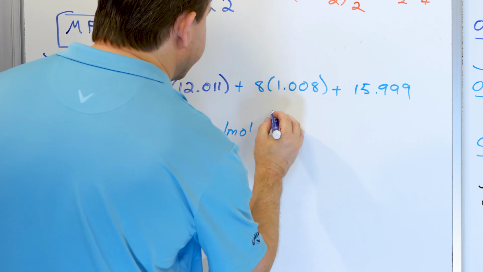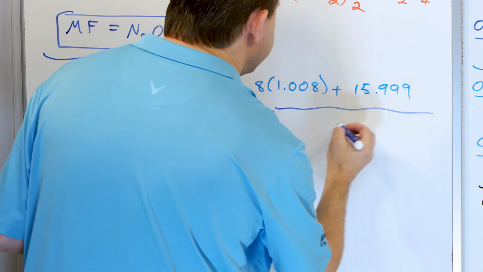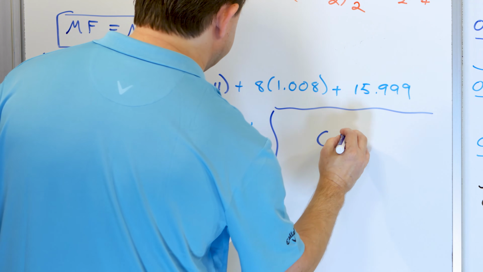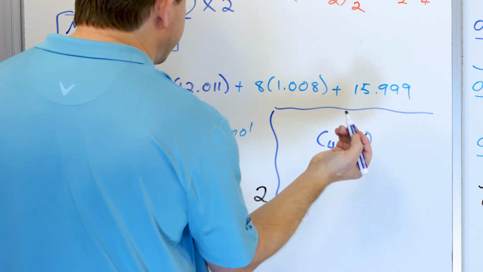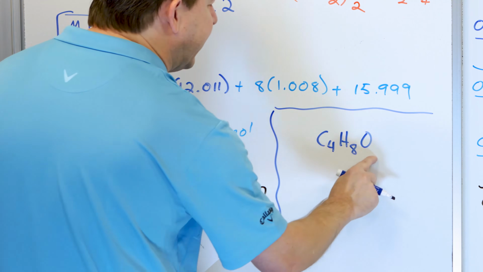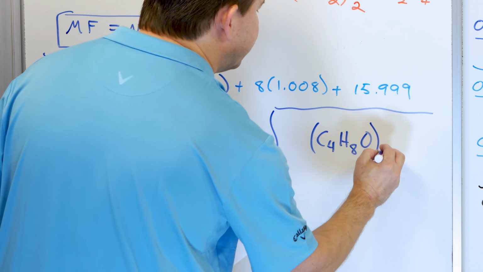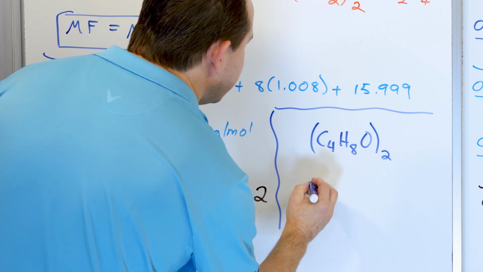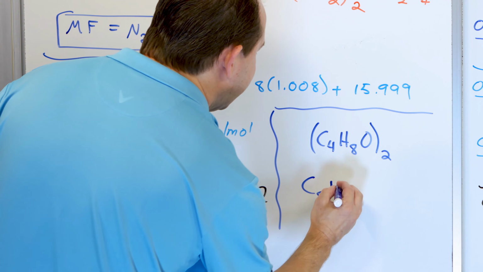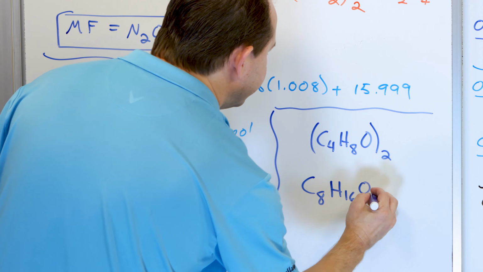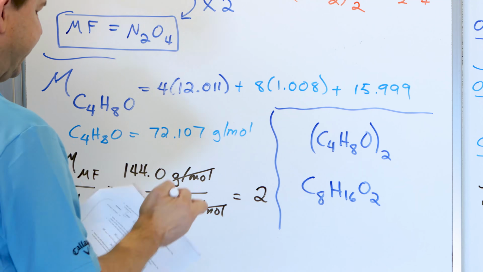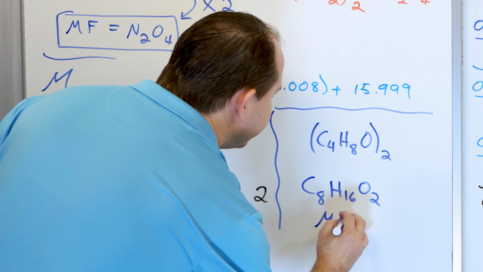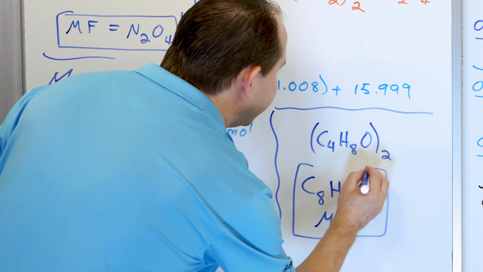So the empirical formula is C4H8O. And one easy way to multiply by 2, you just take that empirical formula, wrap it in parentheses, put a 2 out here. This forces us to multiply each of them by the number 2. So it would be C8H16O2. And this is the molecular formula right here. This is the final answer.